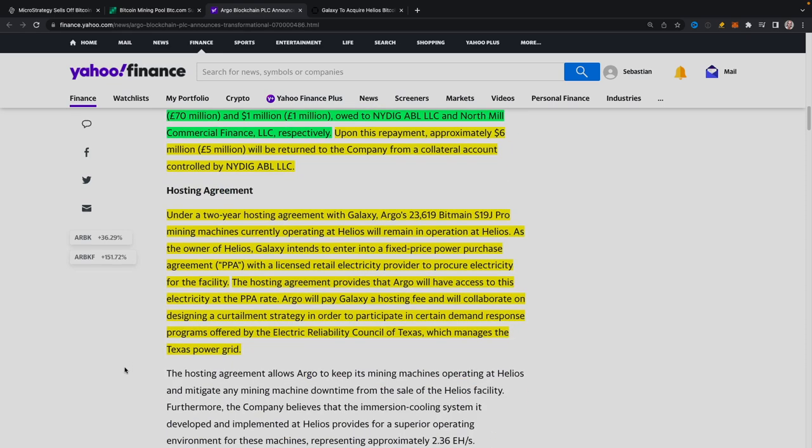Hosting agreement. So under a two-year hosting agreement with Galaxy, Argo's 23,619 Bitmain S19J Pro machines currently operating at Helios will remain in operation at Helios. As the owner of Helios, Galaxy intends to enter into a fixed price power purchase agreement, PPA, with a licensed retail electricity provider to procure electricity for the facility.